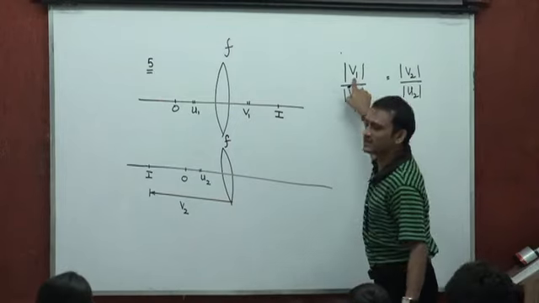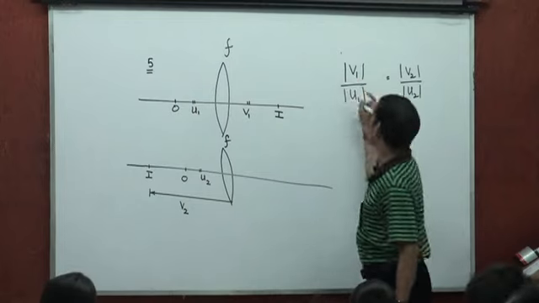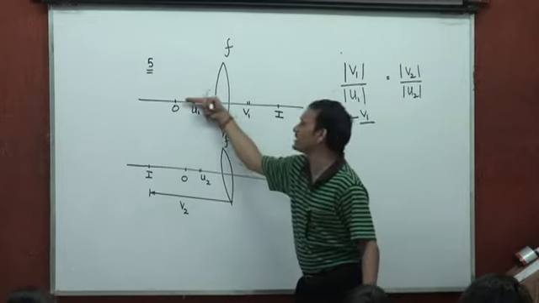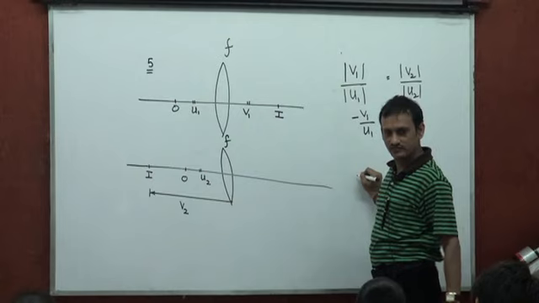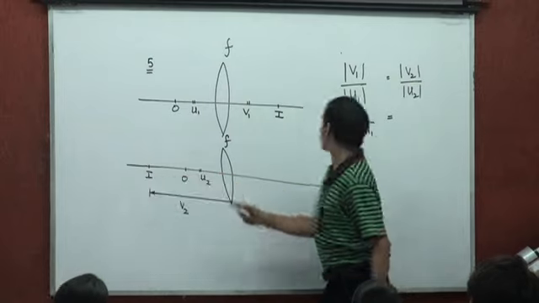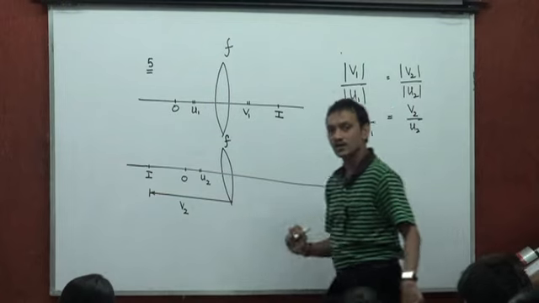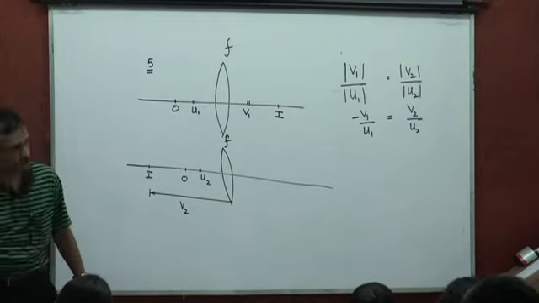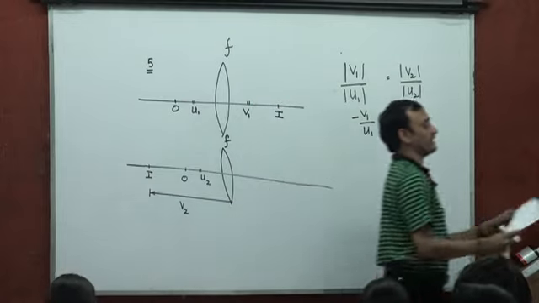You realize that v1 is negative. So mod v1 will be minus v1, right? And u1 anyways is positive, measured in a direction opposite to the direction of the incident ray. So u1 is positive and mod v2. v2 is positive, measured opposite to and u2 also is positive. So we have this as a consequence of identical magnification. We have this. Alright. We want to find the focal length of the lens.